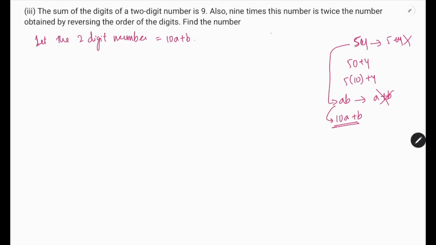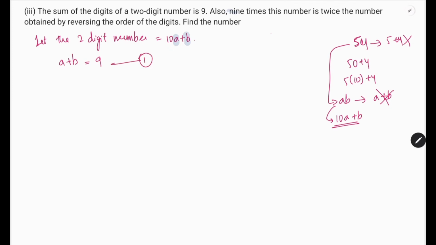Also, here what is the condition given? The sum of the digits. See here, the two digits are A and B. Okay. Here it is told the sum of the digits equals 9. Okay. This is the first equation.